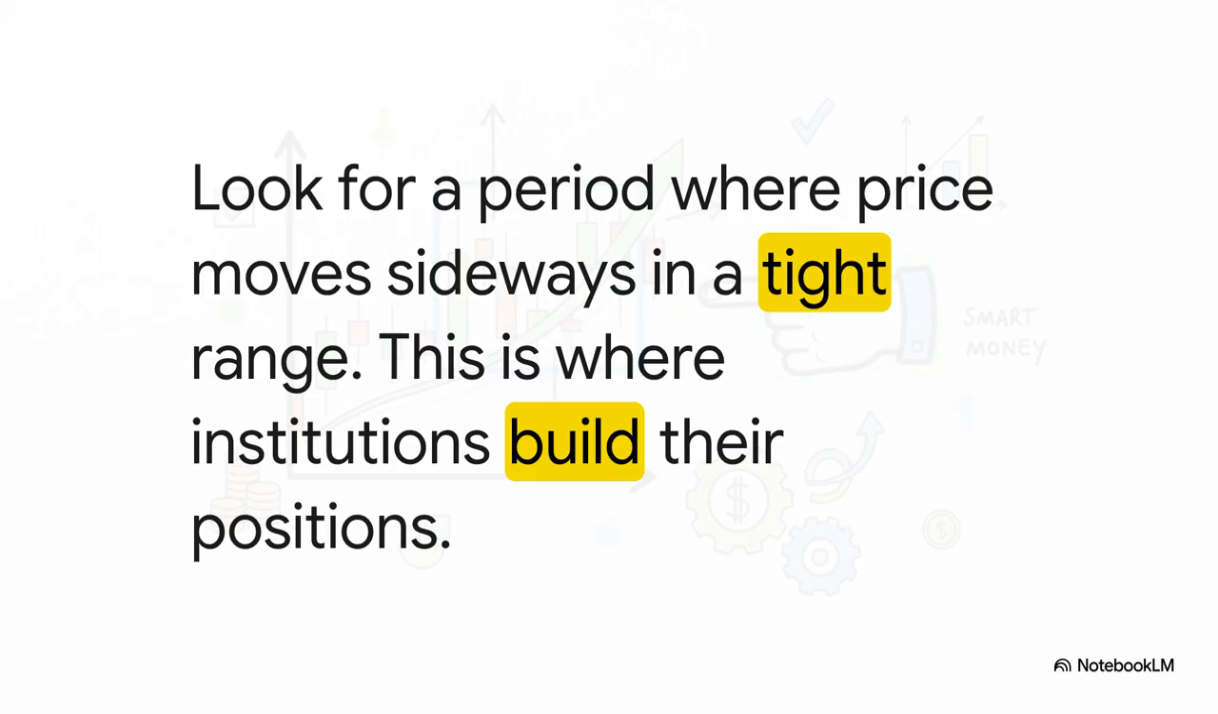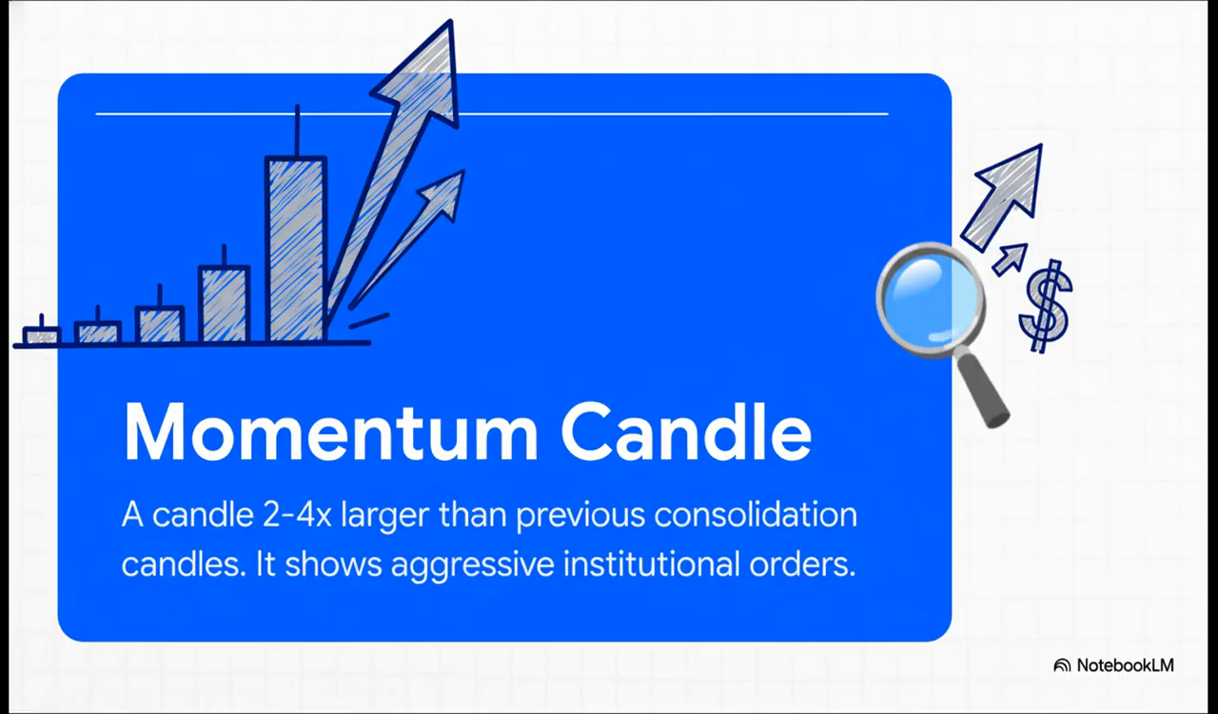This is the institutional buildup phase, where they're quietly accumulating their huge position, like a spring coiling up before it explodes. Next, after all that quiet, you get the explosion. We call this the momentum candle. And this isn't just any regular candle. We're looking for a monster, a single candlestick that is dramatically larger, say 2 to 4 times bigger, than the little candles in that consolidation range. This huge candle is the giveaway. It's the moment the institution finally shows its hand and aggressively pushes the price.